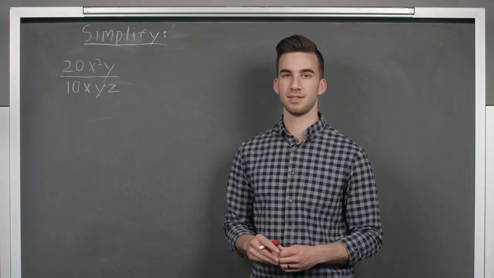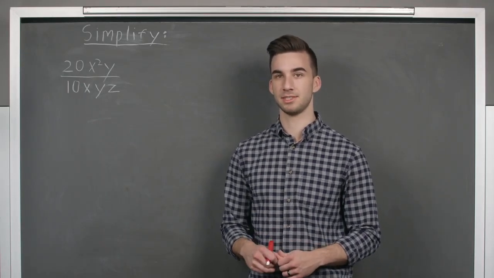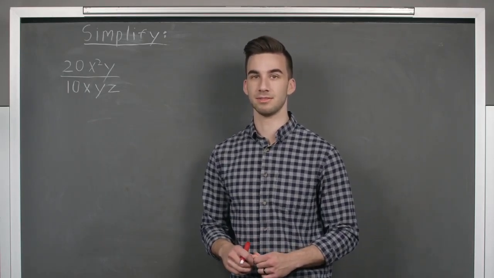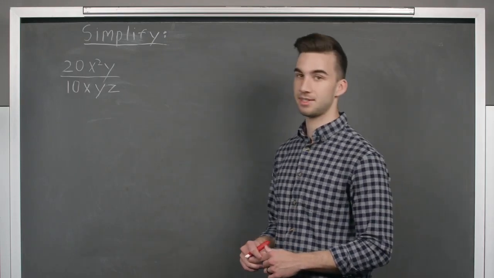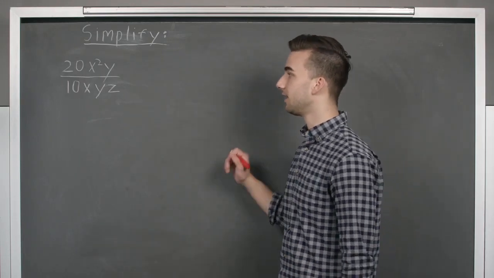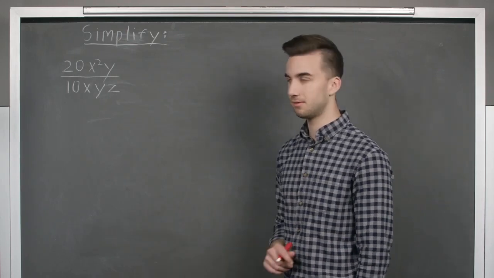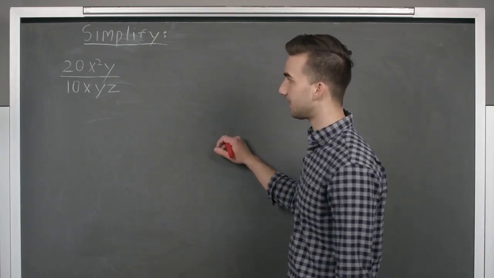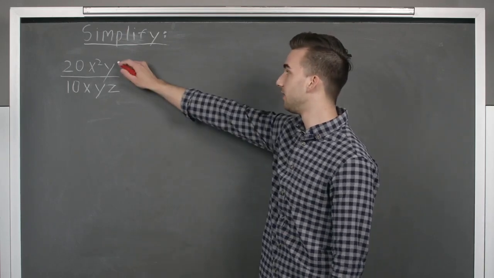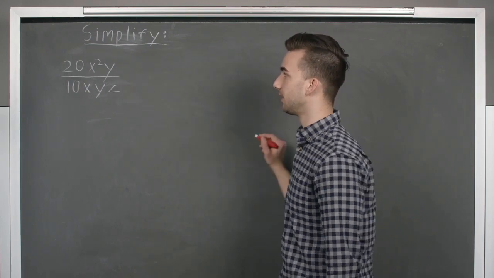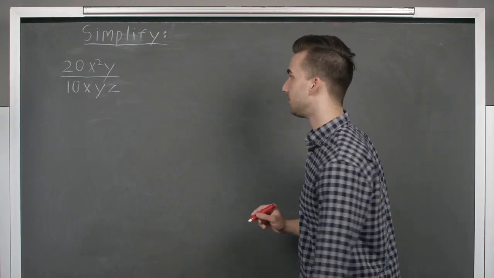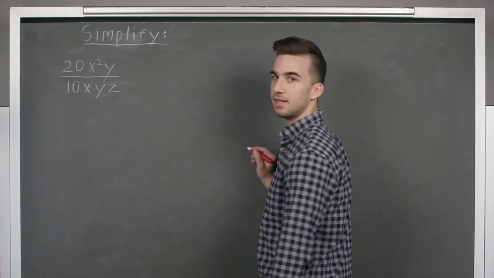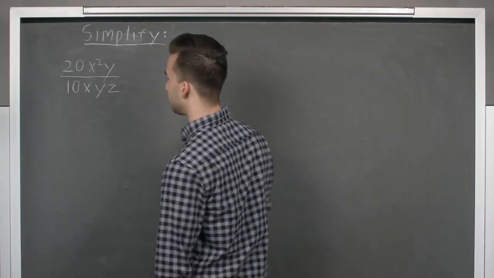In algebra, we want to simplify as much as possible before moving forward. So here we have a fraction that we can simplify. Step one, when we're simplifying fractions, is just to factor out the numerator, which is the top, and the denominator, which is the bottom, as much as we possibly can. So that's our first step. Let's go ahead and do it.